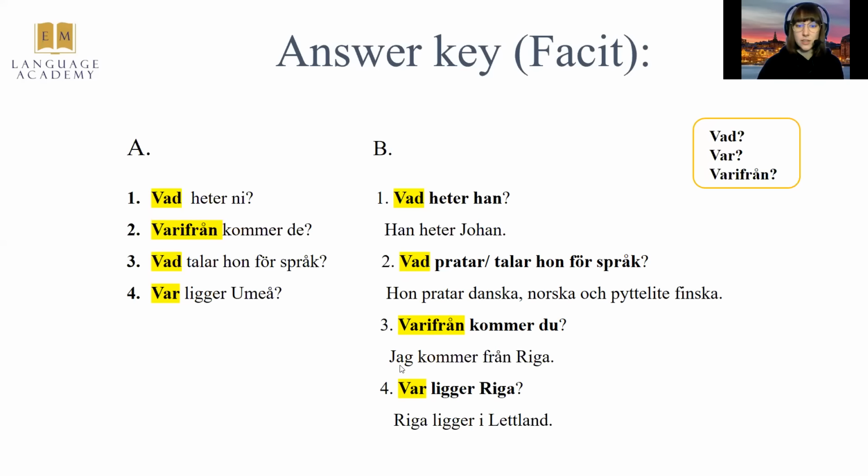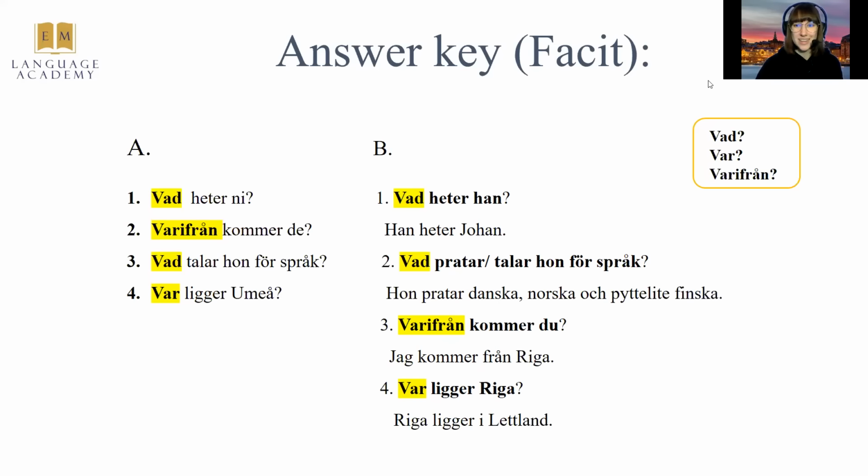Next answer is, jag kommer från Riga. I come from Riga. So the question is, where do you come from? Varifrån kommer du? And Riga ligger i Lettland. Again, ligger is already an indication that we are talking about a place. Therefore, we say var ligger Riga. I hope that you did not forget the main rule. The verb always occupies the second position because this is exactly what happens. Vad heter, vad pratar och talar, varifrån kommer, var ligger.